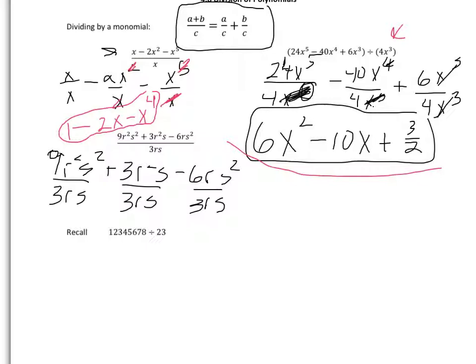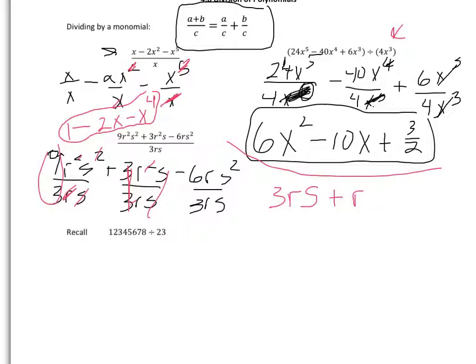9 divided by 3 is 3. So right here, that's giving us our 3. R squared divided by r, this takes care of one of those, leaving us with an r. S takes care of one of those, leaving us with an s. Plus, 3 divided by 3 is 1, so they cancel. R squared divided by r, this takes care of one of those, leaving us with an r. And then s divided by s, they cancel out as well, leaving us with a 1.